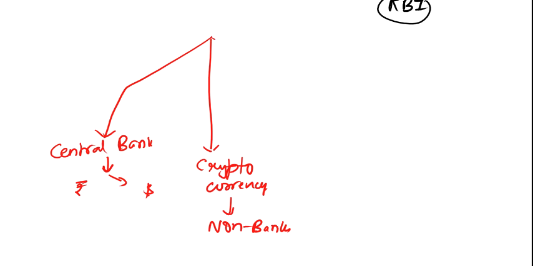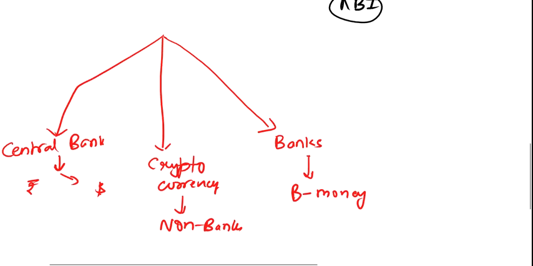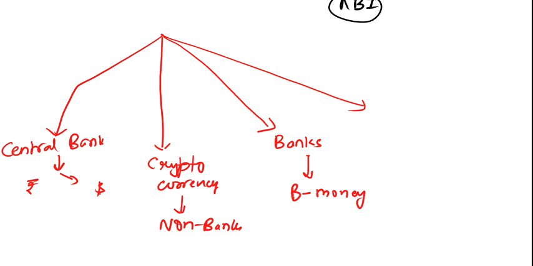Clear? Now there are banks also who are issuing their own money, known as B money, the money which is issued by the bank. Clear? Then there are some private sector players issuing money. Who is issuing the money? The private sector, and that money is known as e money.